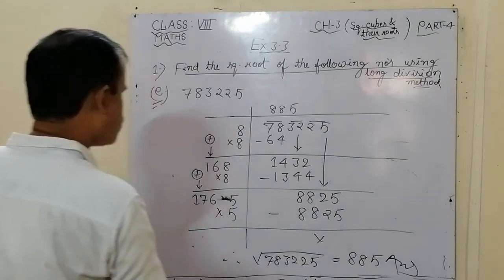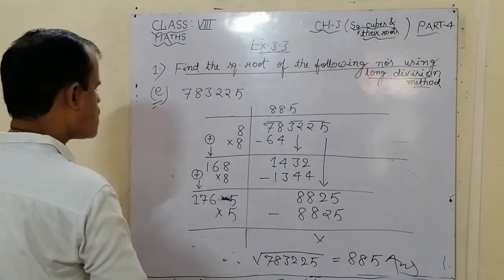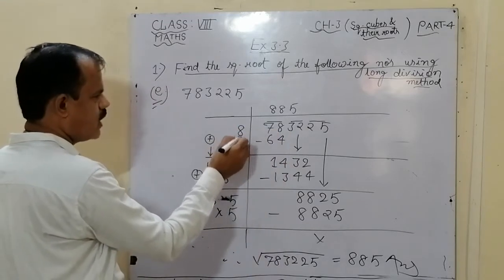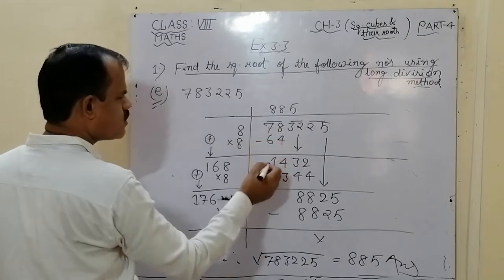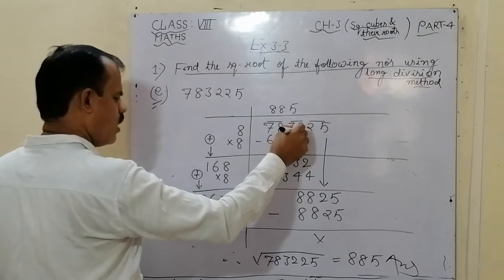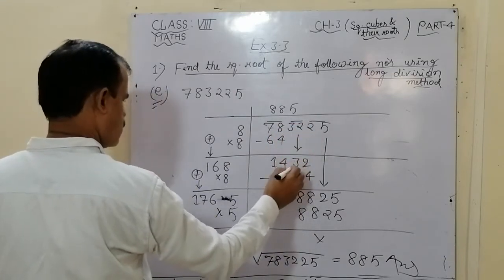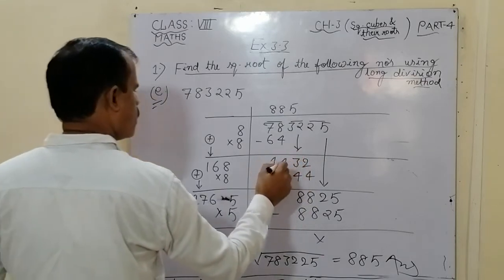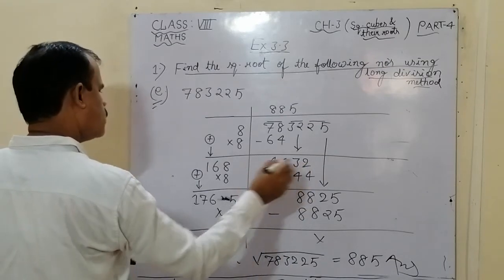Now consider the first pair on the left, that is 78. So we have to select a divisor whose square is less than 78 or closer to 78. That number is 8 square. 8 into 8, we write here 8 also, 64. 78 minus 64, 14. Now 8 plus 8, 16, and we bring down the next pair, that is 32. Write the remainder 14, so this number becomes 1432.